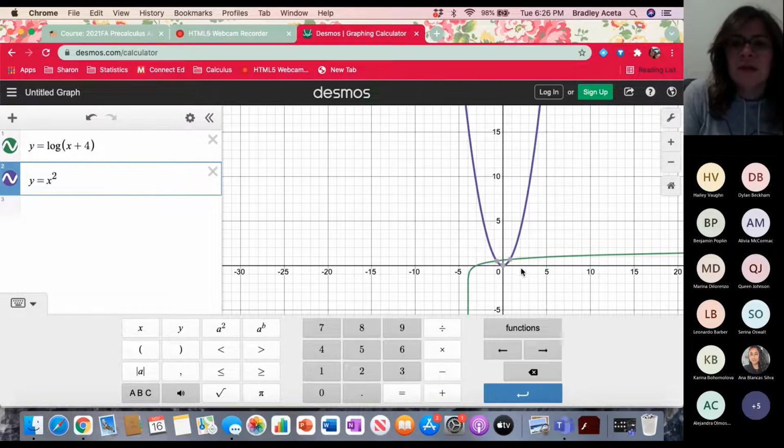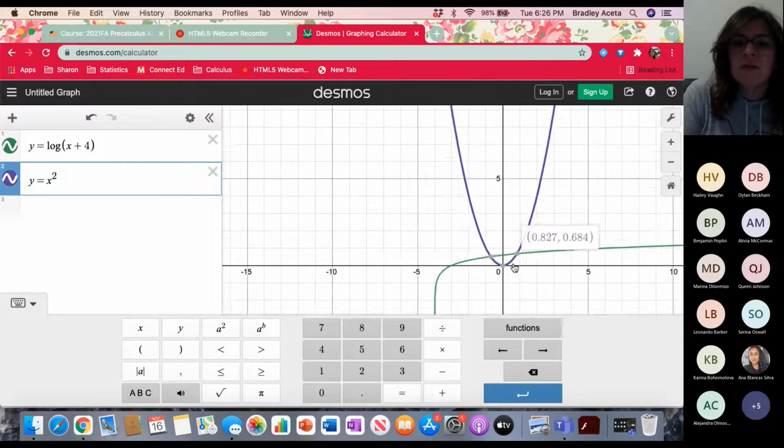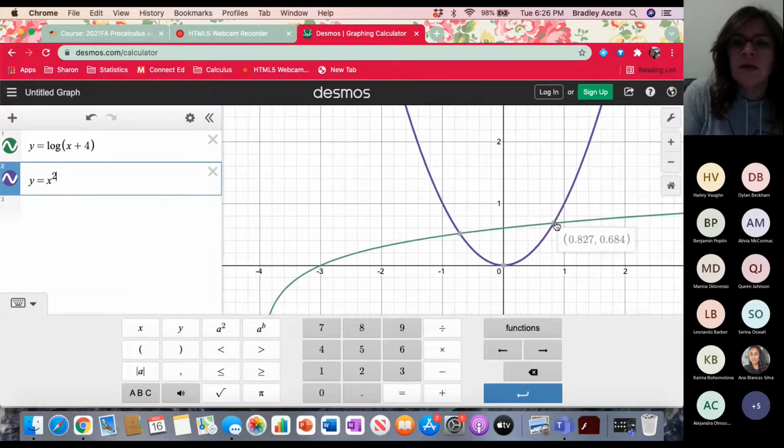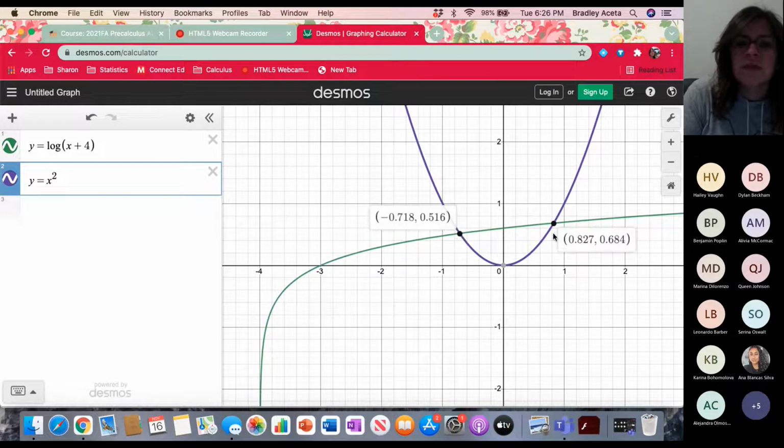And you can see they actually have 2 more points. Let me zoom in a little bit. It also has 2 points of intersection. And these are decimals, so you'd actually have to write them down. Negative 0.718, 0.516, and 0.827, 0.684. There's your point of intersection.